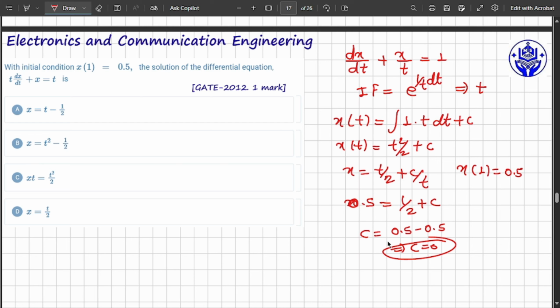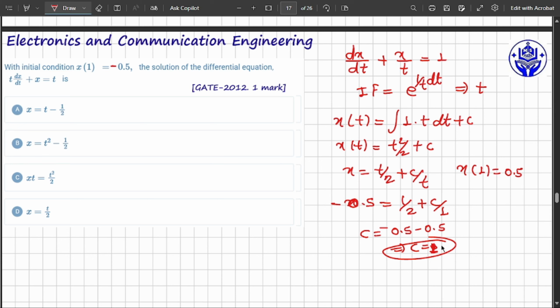Okay, just let me check if I'm making any mistake here. It will be t square by 2. Yes. t is equal to 1. Okay, t is equal to 1, it will be 0.5. Then I think there is a mistake here. It is minus 0.5. Okay, if it is minus 0.5, then it will be 1.